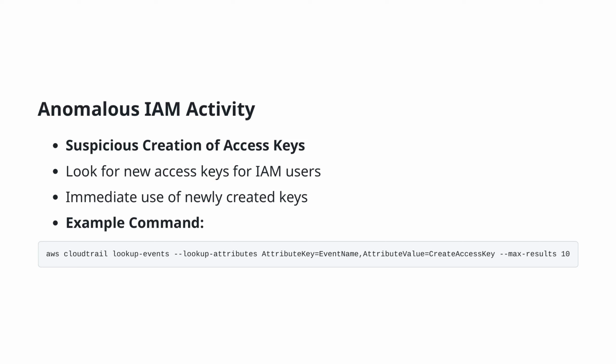To investigate this, you can use the following command: aws cloudtrail lookup-events --lookup-attributes AttributeKey=EventName,AttributeValue=CreateAccessKey --max-results 10. This command helps you locate events involving the creation of access keys. It's essential to identify and respond to such activity promptly to maintain the security of your AWS environment.